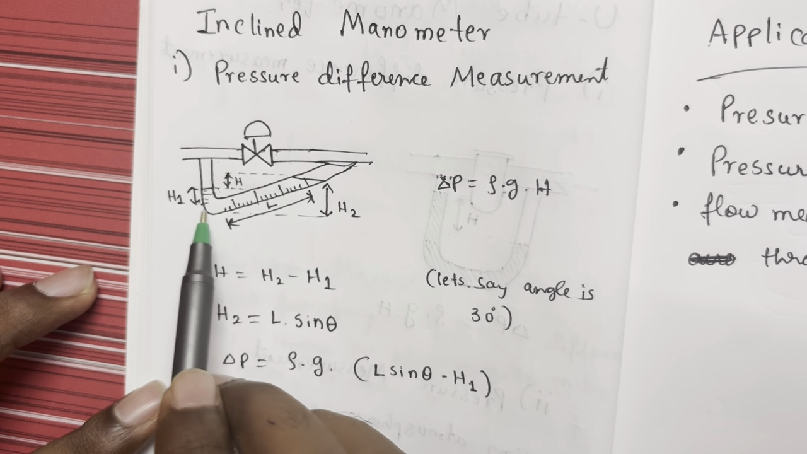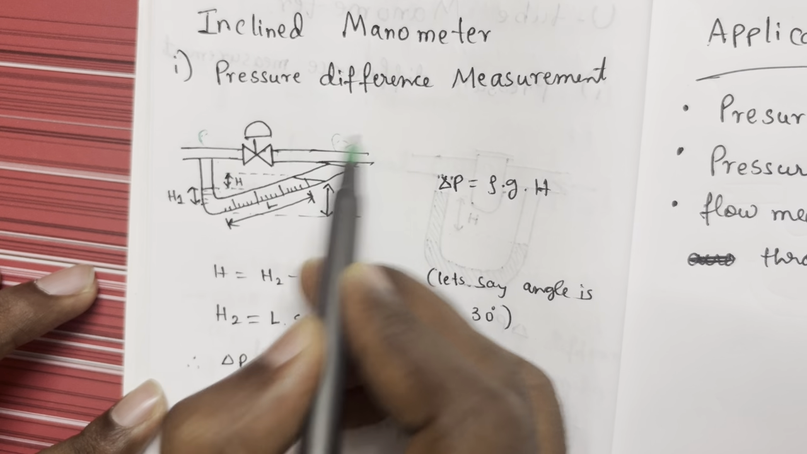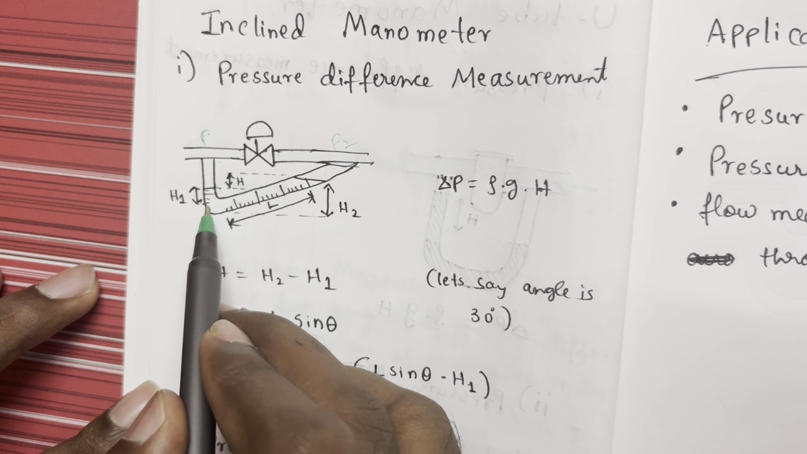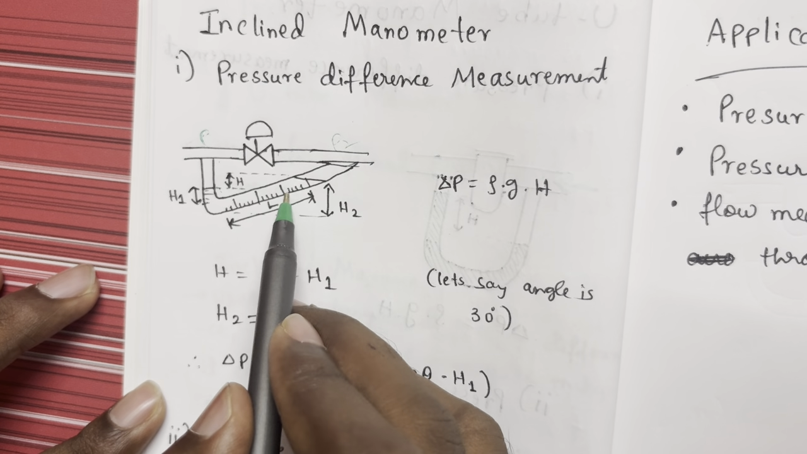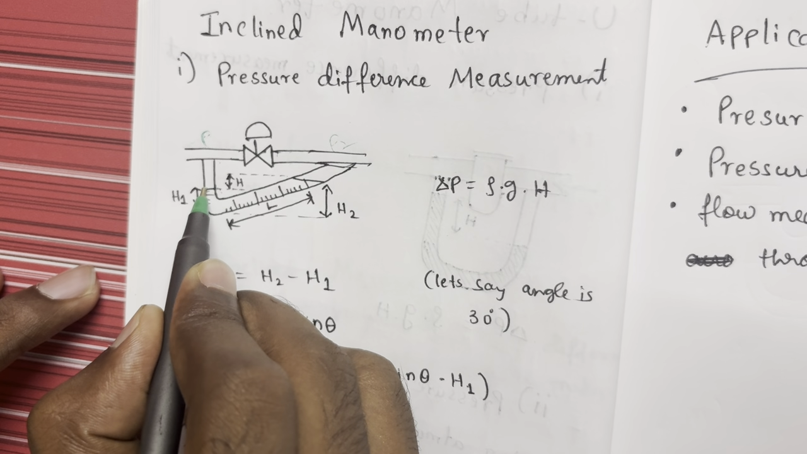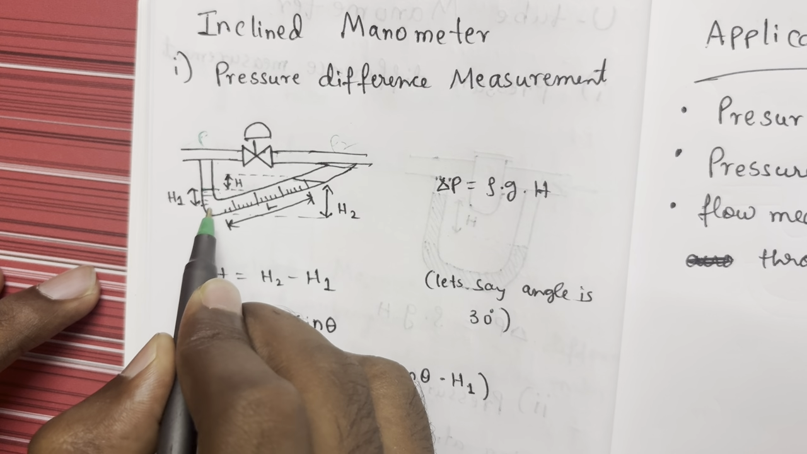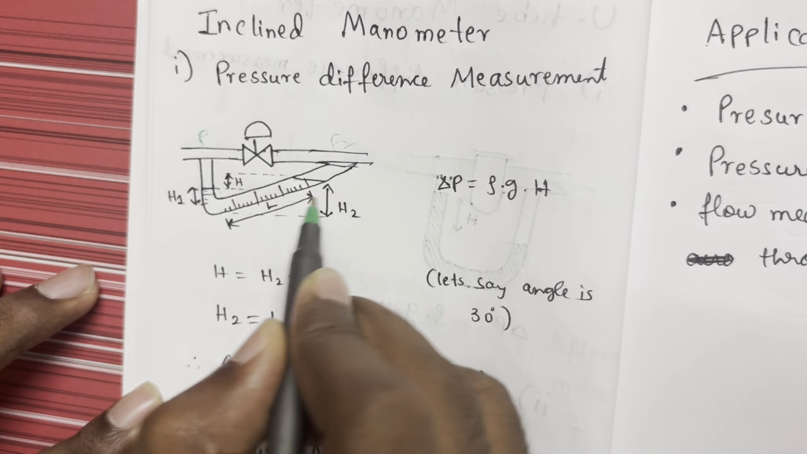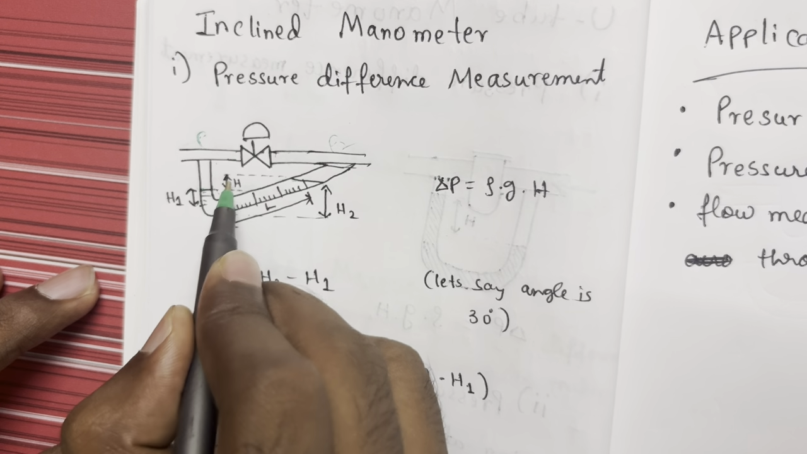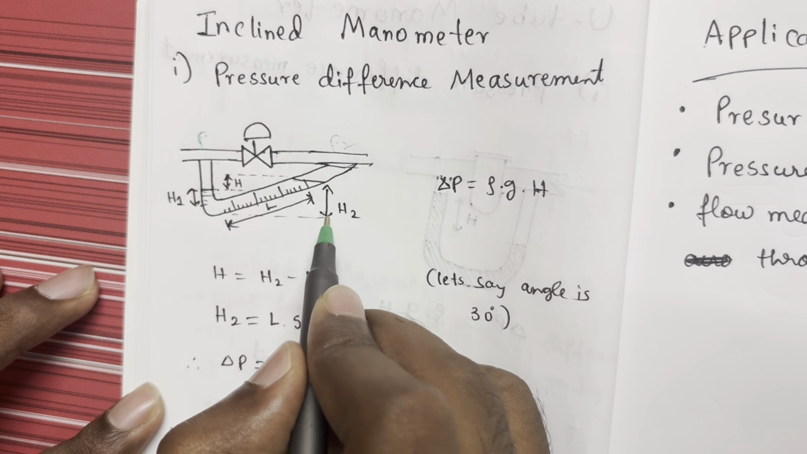So here it is P1, here it is P2. Obviously P1 is greater than P2, that's why the high pressure pushes the liquid downwards. So on the other leg the liquid will move up. Basically I need the vertical height difference between these two points. So first I'll find out this height, then I will find out this height. If I subtract this height from this, I will get the difference. How will I calculate this height?